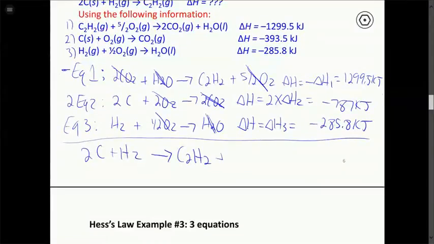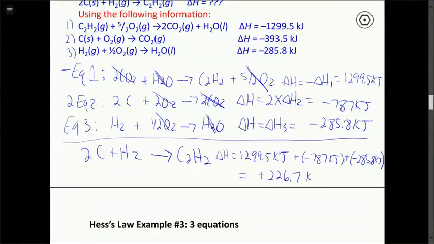And then the delta H for this is going to be just the sum of these three delta H values here that are modified from the original values. So it's going to be the 1299.5 plus minus 787 plus minus 285.8. And so if I did the math right, we get plus 226.7 kilojoules.